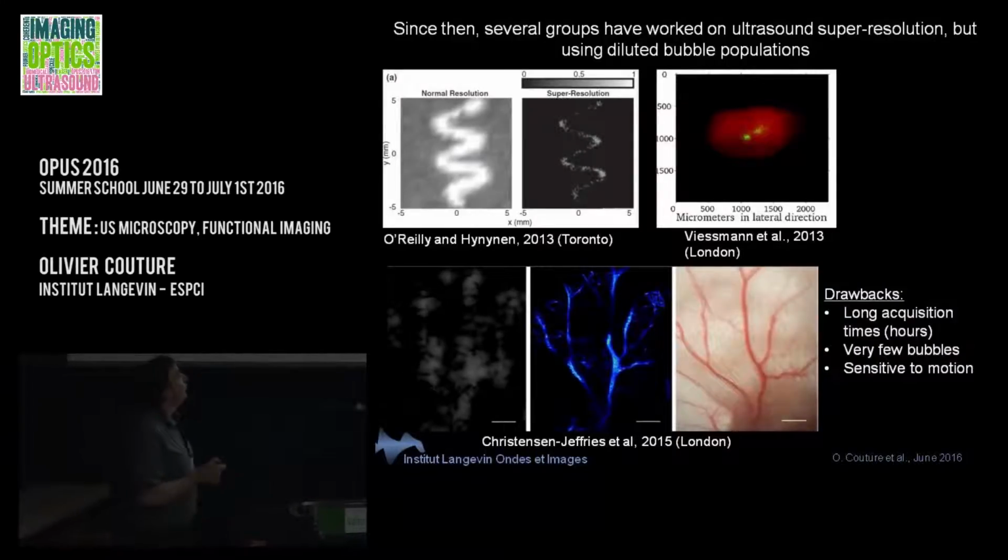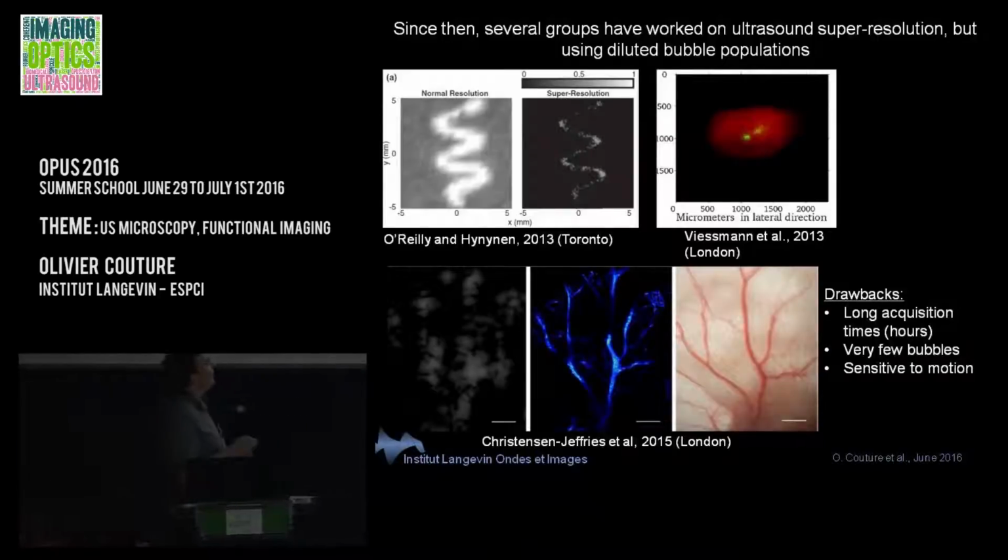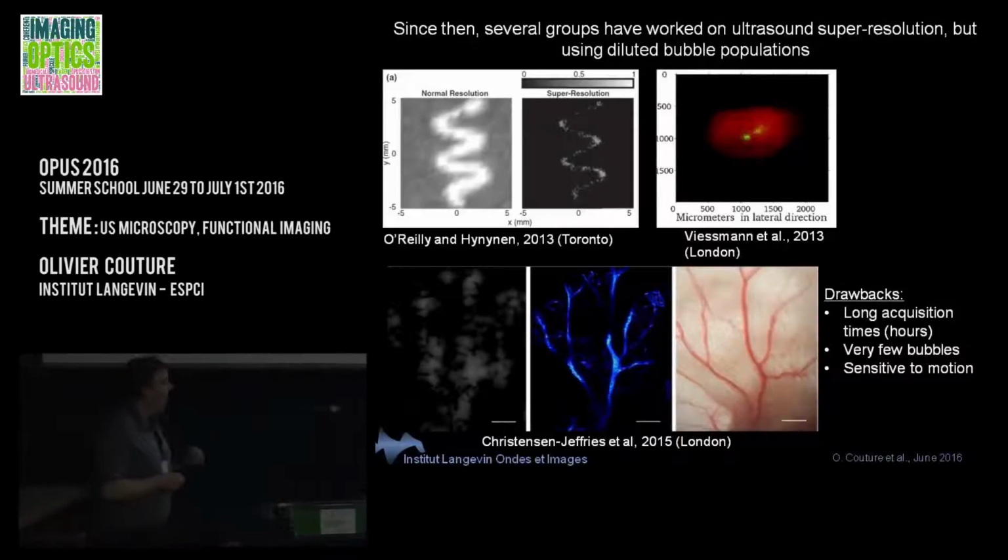A group in Toronto did pretty much the same thing, where they injected bubbles inside channels and tried to see if they could beat the resolution limit of ultrasound. What they were able to show is that if you send a very low dilution of bubbles and you have a conventional imager, you don't have to go ultrafast. You can actually get a much higher resolution. And also the group in London applied this in vivo on the mouse ear.